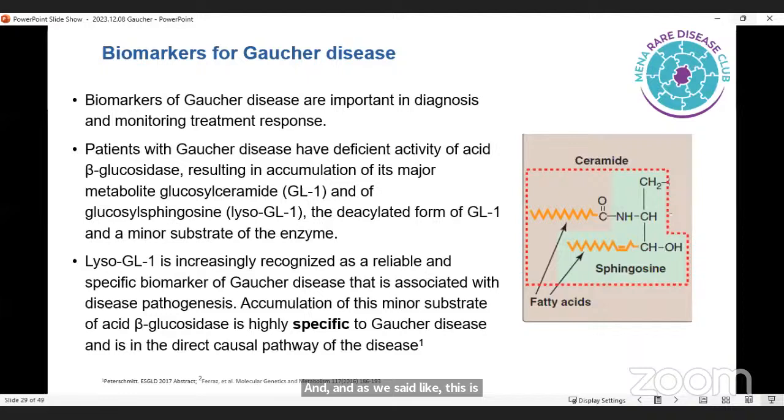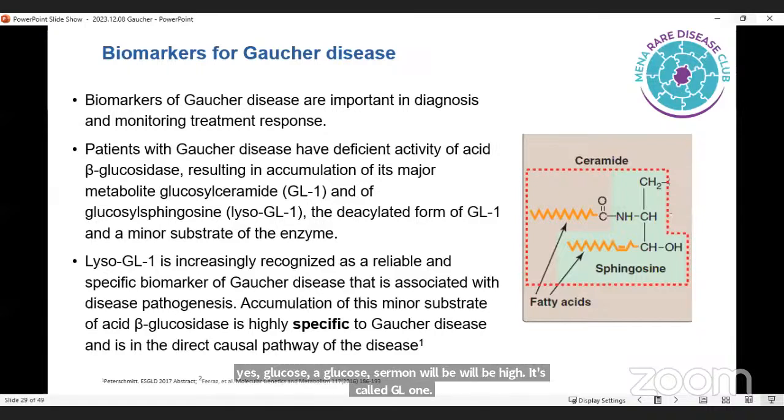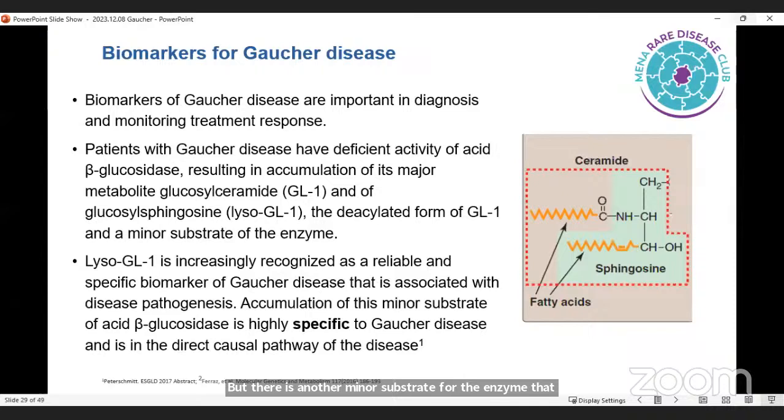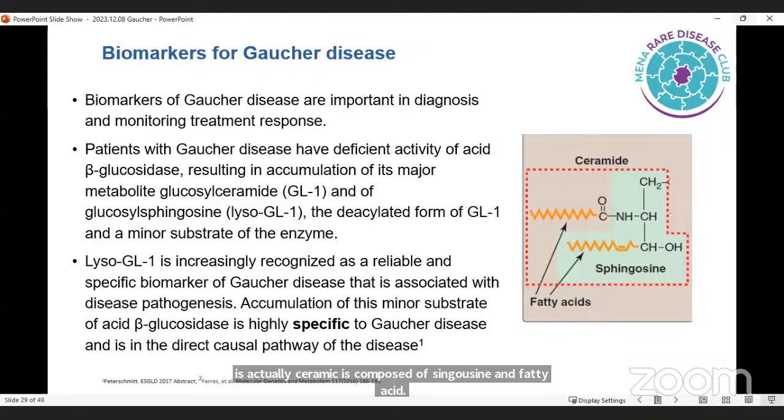So the glucosyl ceramide is the substrate for the enzyme. So yes, glucosyl ceramide will be high. It's called GL1. But there is another minor substrate for the enzyme. Ceramide is composed of sphingosine and fatty acid. So if you remove the fatty acid, then you are left with a sphingosine.